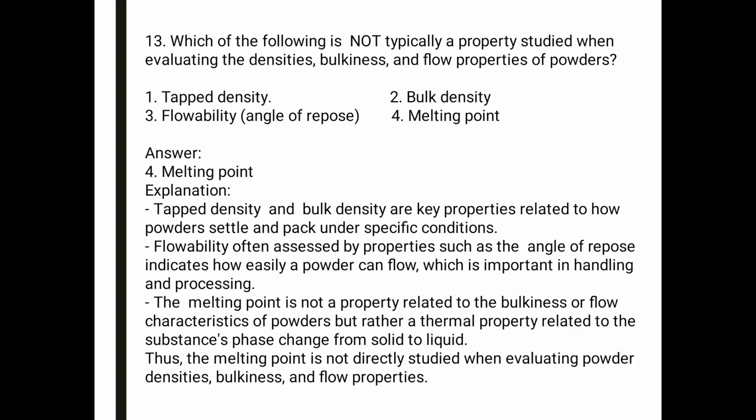Which of the following is not a typical property studied when evaluating density, bulkiness, and flow properties of powders? Tapped density and bulk density are key properties related to how powders settle and pack under specific conditions. Flowability, assessed by properties such as angle of repose, indicates how easily powder can flow, which is important in handling and processing. Melting point is not related to bulkiness or flow characteristics of powder, but rather is a thermal property related to the phase change of a substance from solid to liquid. So melting point is not directly studied when evaluating powder density, bulkiness, and flow properties.